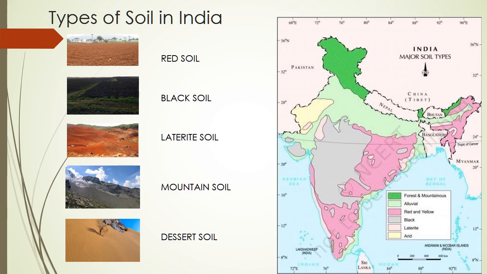Starting with alluvial soil, it is the most fertile soil and is found in the plains of Punjab and Haryana. Second is your black soil, and this type of soil is found in parts of Maharashtra and Madhya Pradesh. Third is your red soil, which is found in peninsular India, and for this you can mark Tamil Nadu and Madhya Pradesh in the map of India.